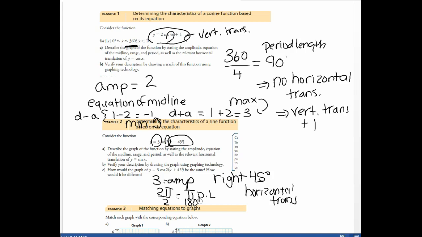Okay, and I guess we didn't talk about the range in the other one. The range is always how high and how low it goes, right? So in this one, our amp is 3, so that means we're going as high as 3 and as low as 3. So you'd say y has to be greater than or equal to minus 3, but less than or equal to plus 3.